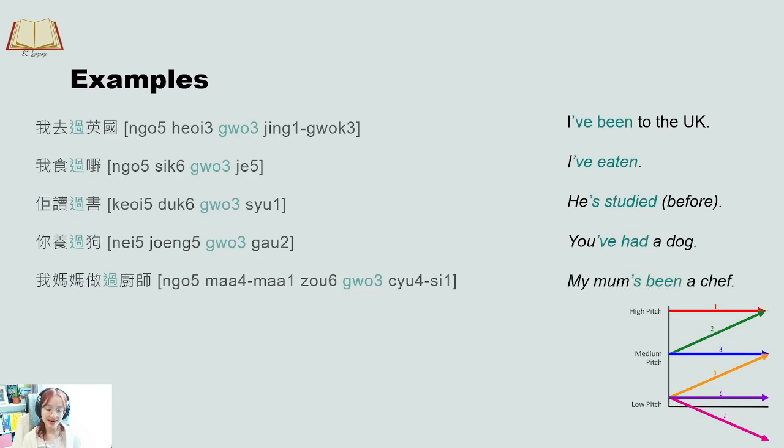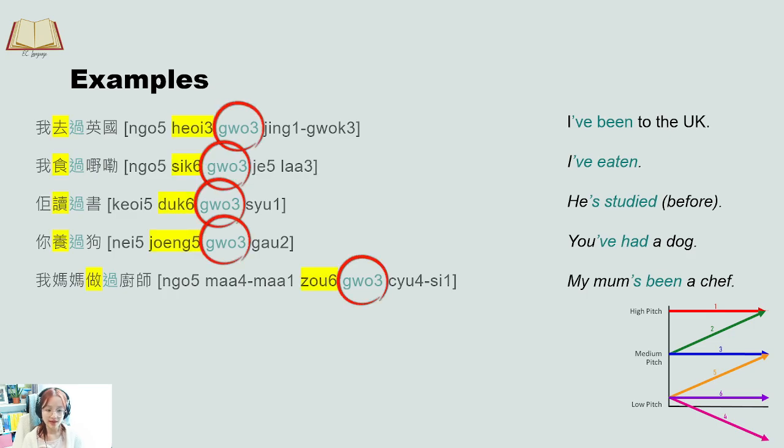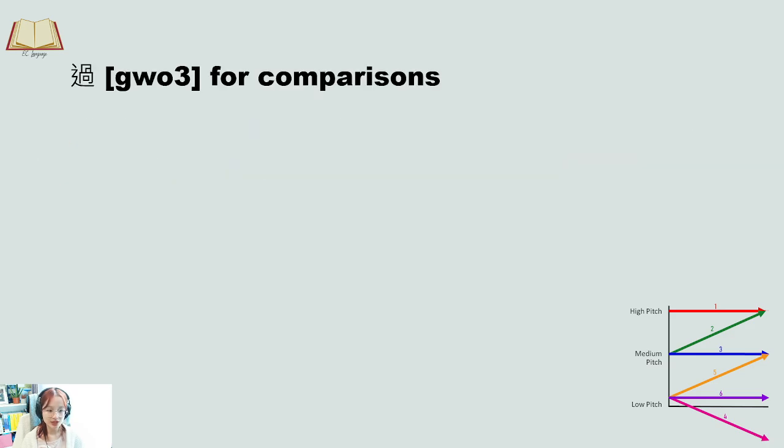This aspect is very similar to the perfect tense in English. Notice how the gwo is placed after a verb. This is how you can tell gwo is used as an aspect marker, giving us more information about the completion of the verb. Now let us have a look at the usage of gwo with adjectives to make comparisons.